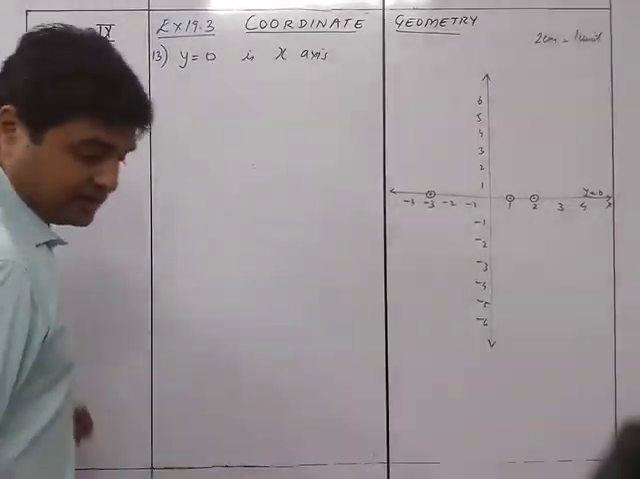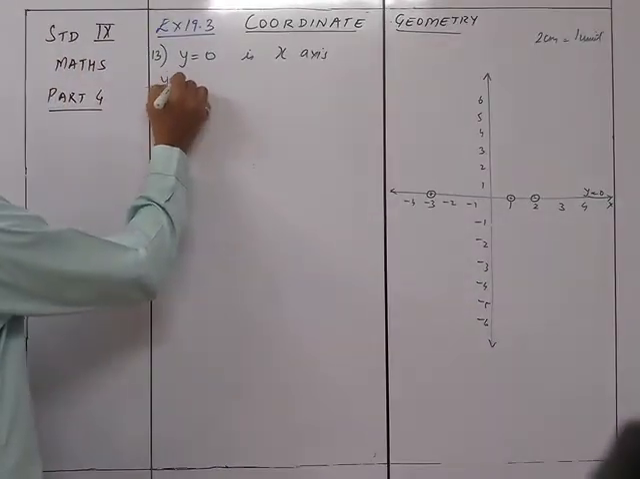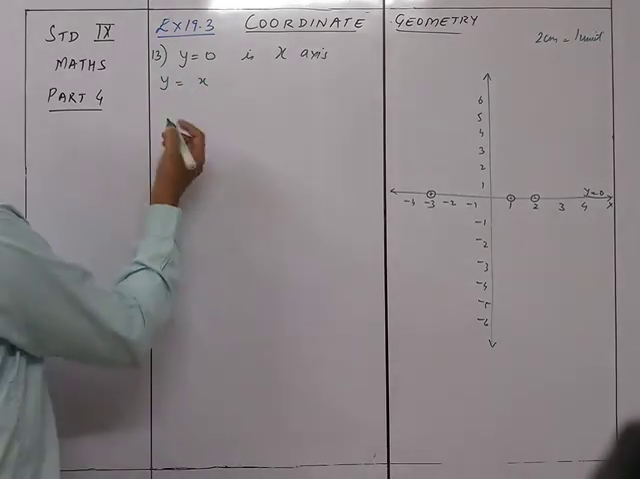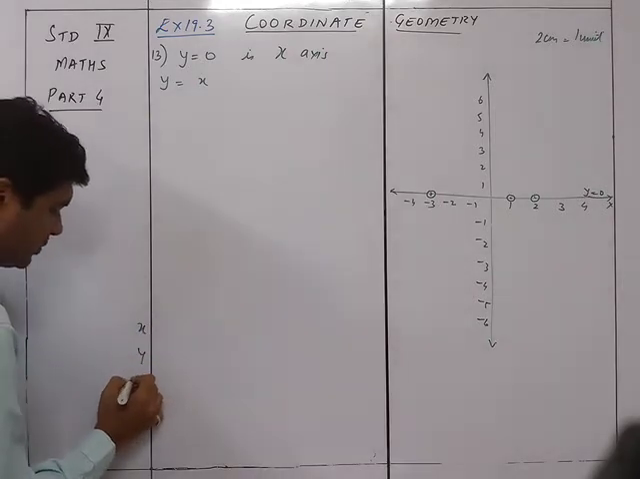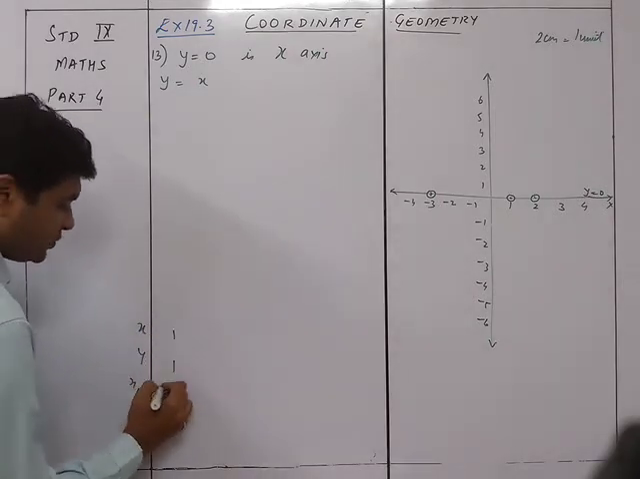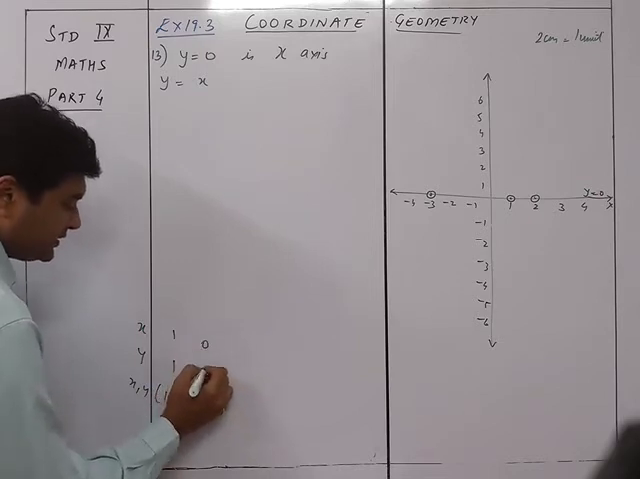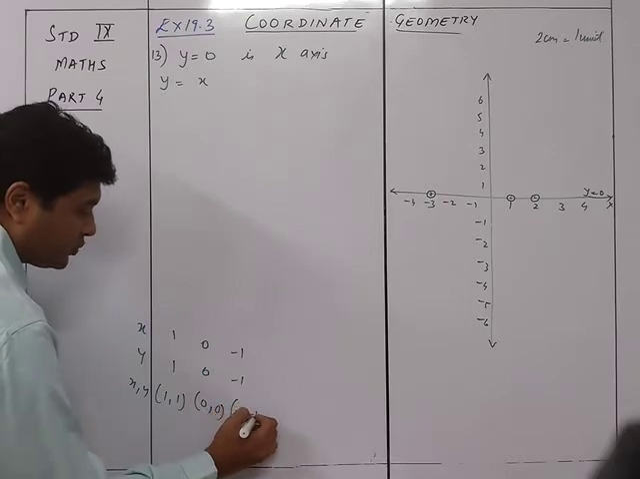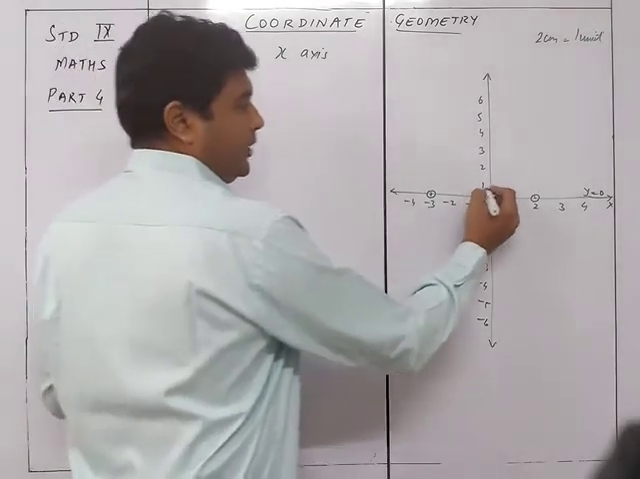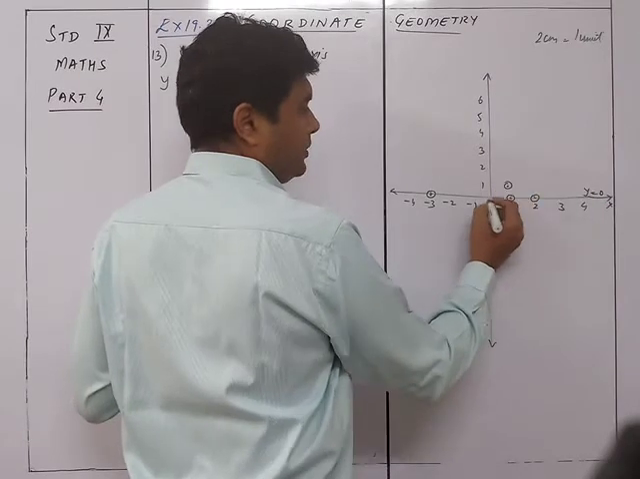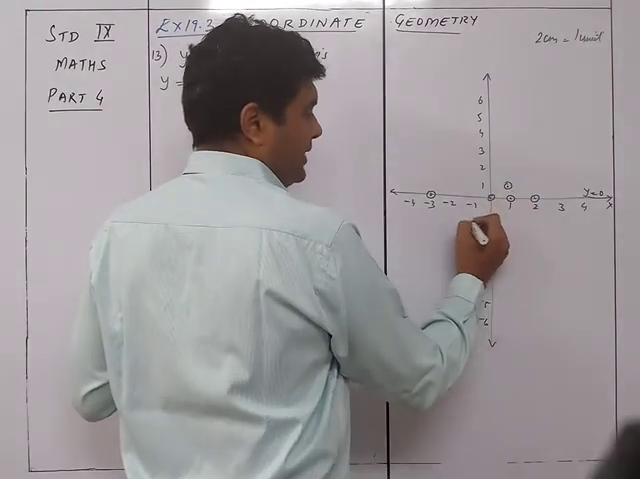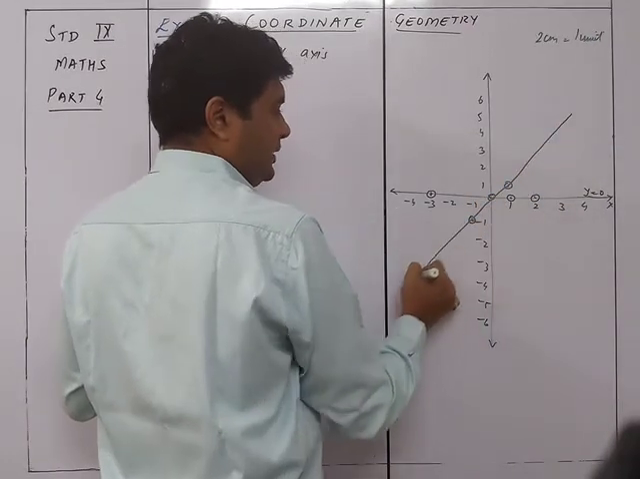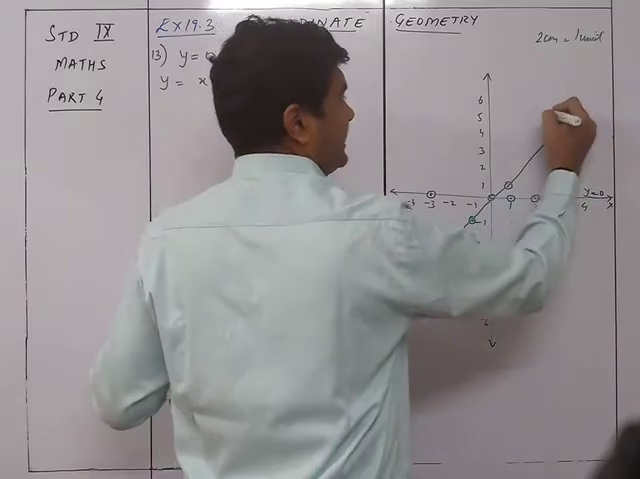The next line is given as y is equal to x. So y is equal to x means what? Okay, so what will be the equation? We can directly plot the points x, y. If this is 1, this is 1, this will be 1 comma 1. This is 0, this is 0, this is 0 comma 0. And this is minus 1, this is minus 1, this will be minus 1 comma minus 1. Okay, so it is simple. 1 comma 1, 0 comma 0, minus 1 comma minus 1. So it will be a straight line like this. This is x is equal to y.